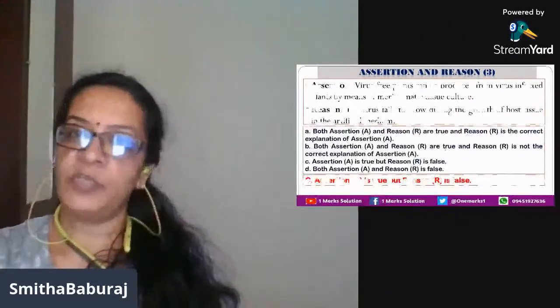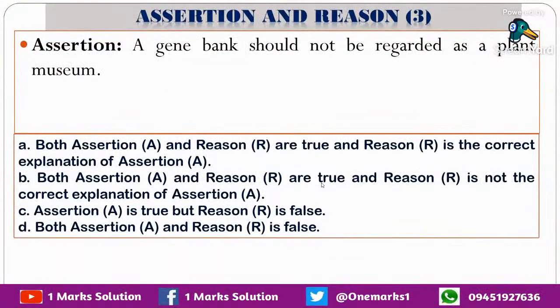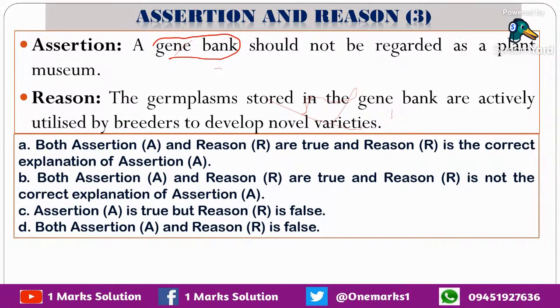Let's go to the next question, question number 3. A gene bank should not be regarded as a plant museum. To understand this, first of all, what is a gene bank? It is a repository of many biological materials, like plant materials collected and stored, that is seeds or germplasm, etc. The reason statement is that germplasm stored in the gene bank is actively utilized by breeders to develop novel varieties, of course.